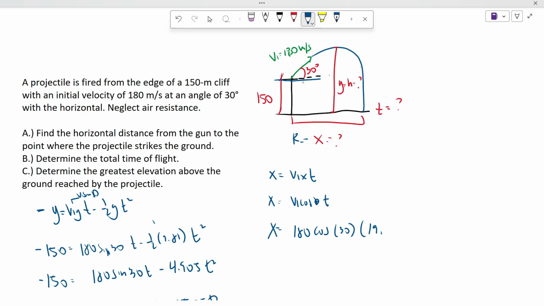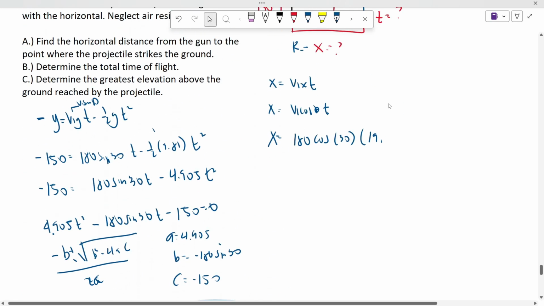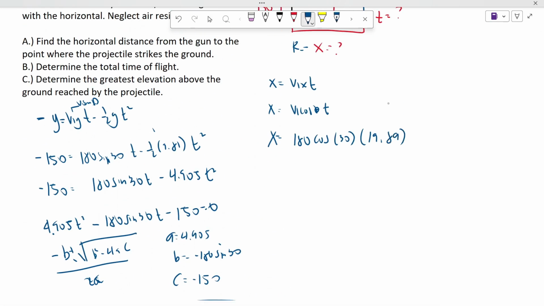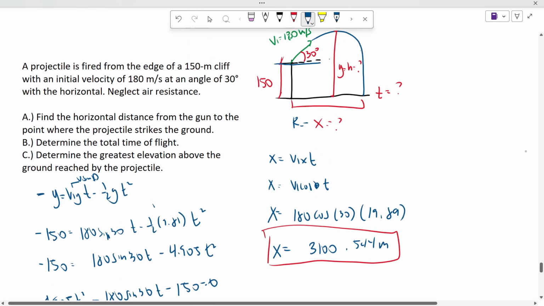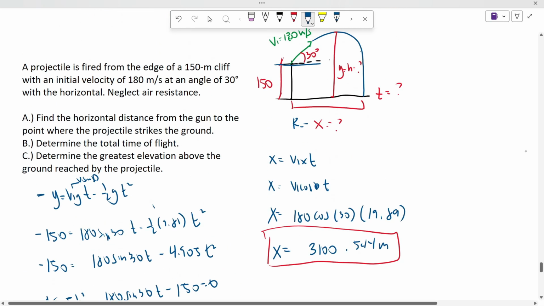The 19.89 seconds, check this out, guys. X will be equals to, insert our 19.89 seconds: 180 cosine 30 and 19.89 seconds. So the value of X is 3,100.544 meters. There you go, guys. This will be the value of letter A.